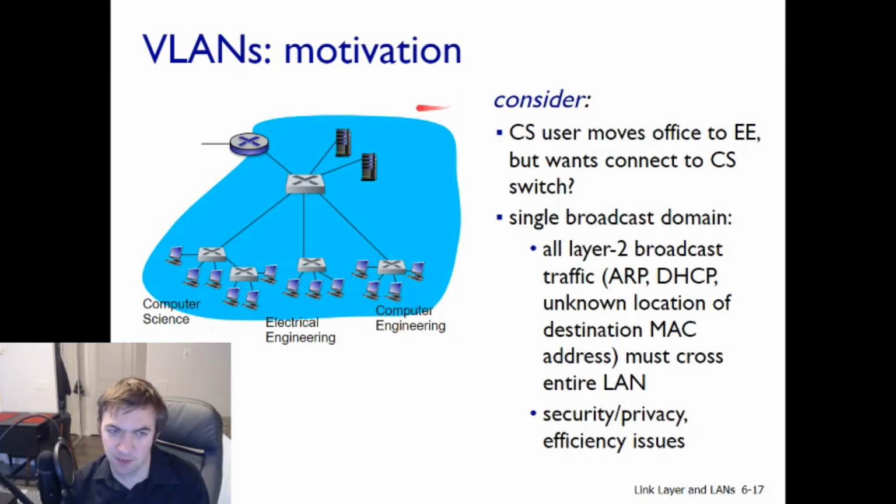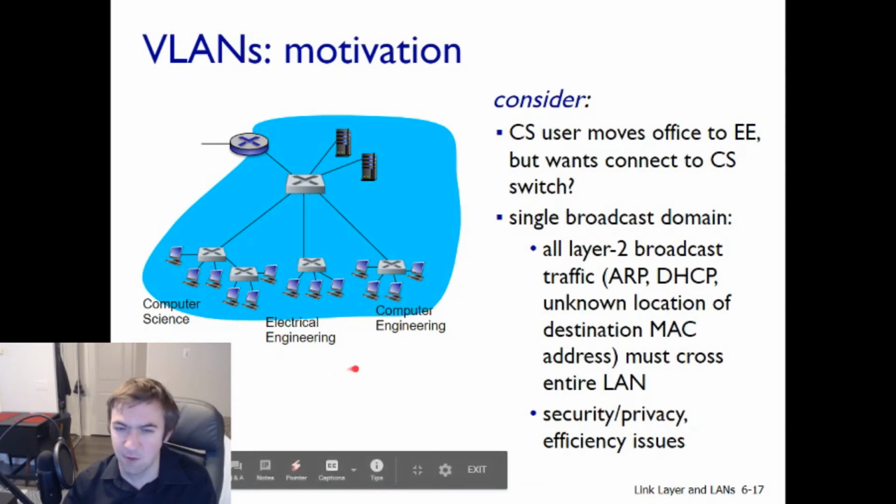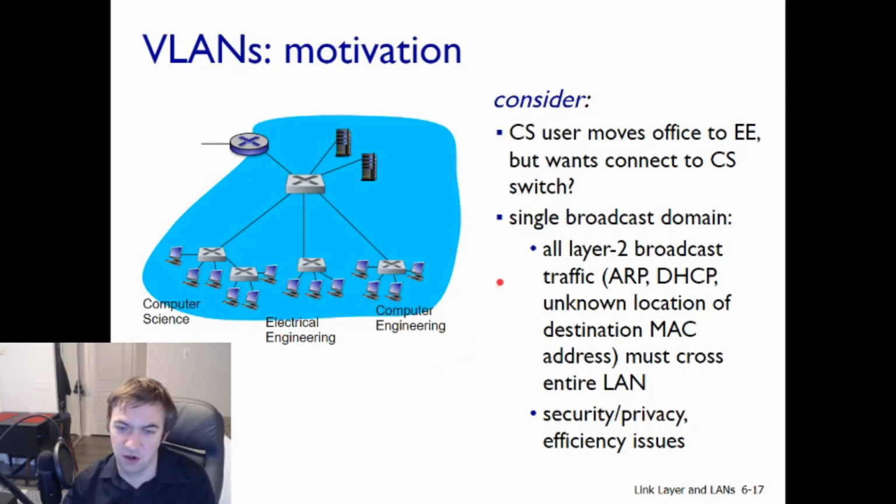Consider the following problem. Suppose you have over here your school's network, and you're in the CS department over here, but you want to move your office towards electrical engineering. But you still want to connect to that CS switch over here. It's really handy if you're talking to the other hosts there very often. Well, what kind of problems do we have? First off, all of the layer 2 broadcast traffic, that's things like address resolution protocol, DHCP, trying to figure out where MAC addresses are, all that's going to have to cross through the entire local area network to do that. And there are also issues with regards to security, privacy, and efficiency.